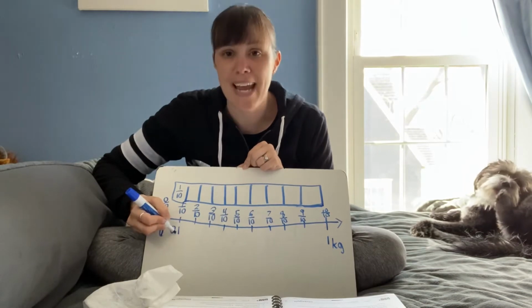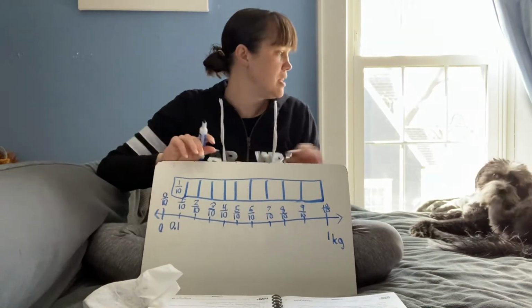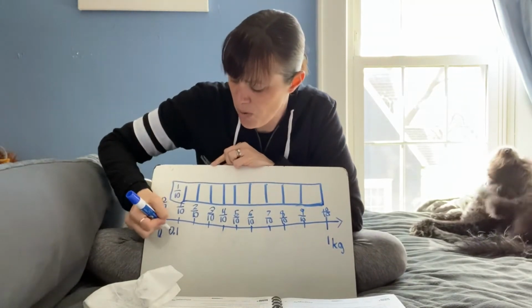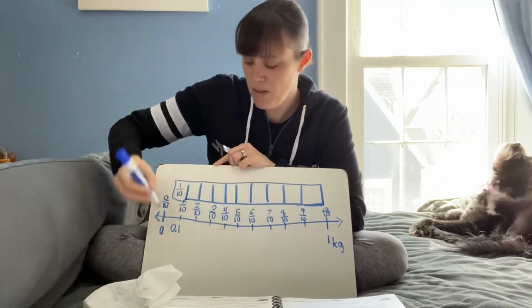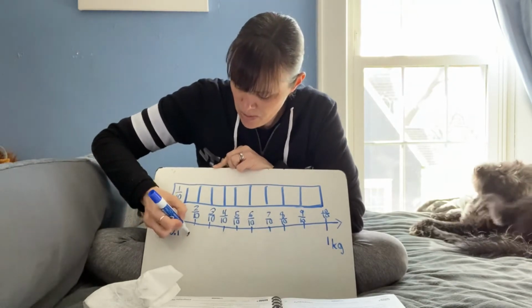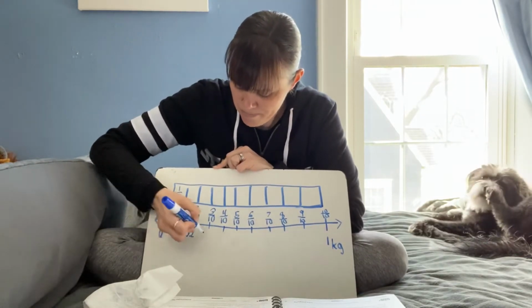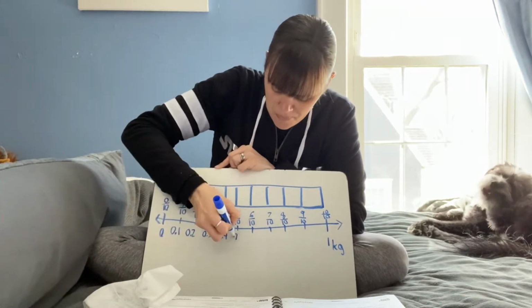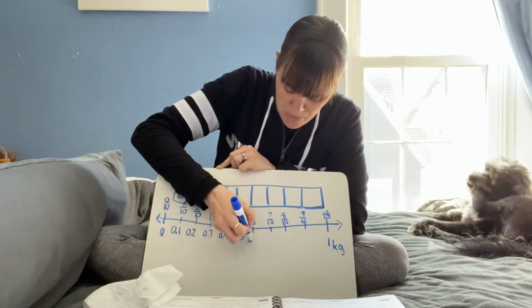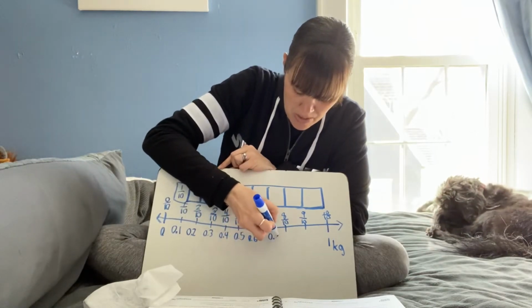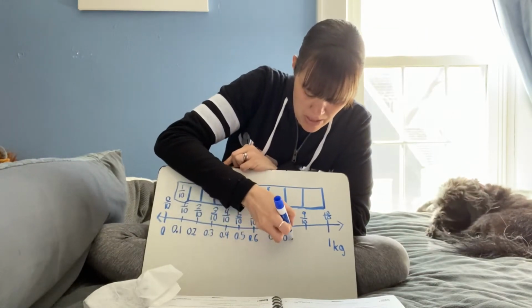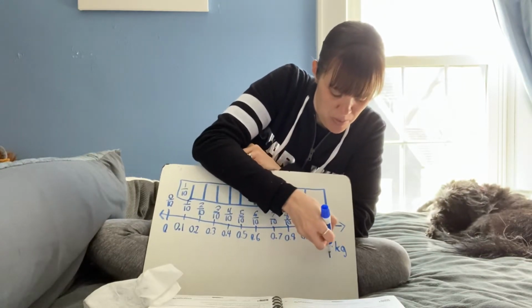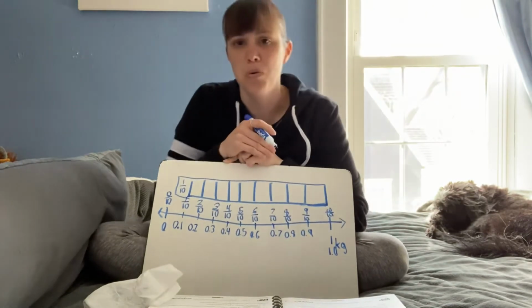The decimal comes after the whole number. That's the big thing to learn: the decimal comes after the whole number. So since we don't have a whole one until we get over here, the decimal comes after. So this is 0.2, 0.3, 0.4, 0.5, 0.6, 0.7, 0.8, 0.9, and this would be 1.0, or just one whole.